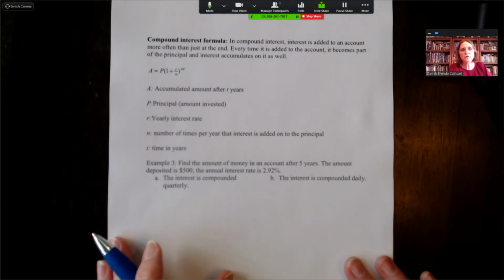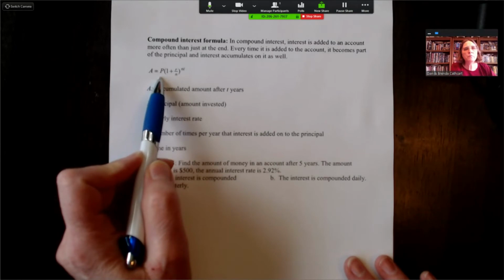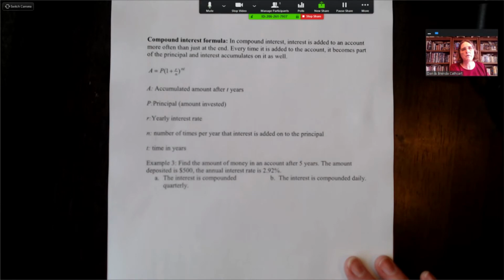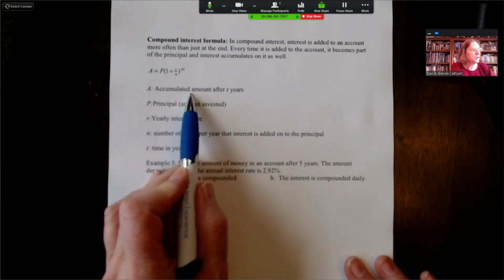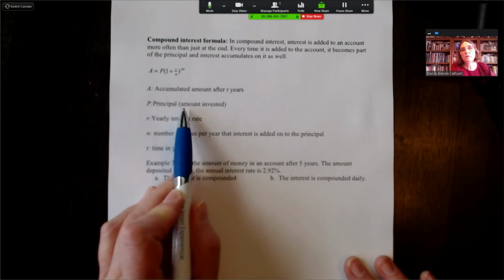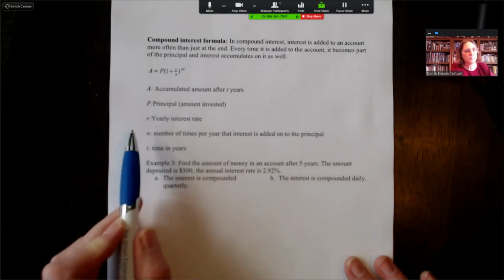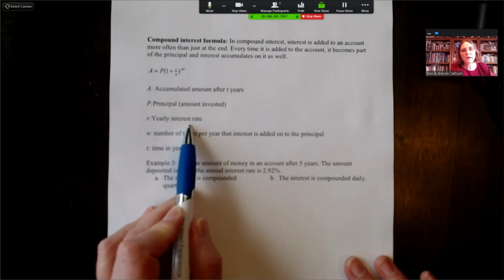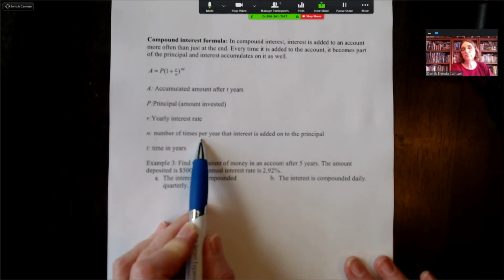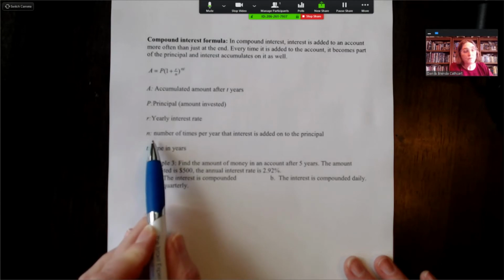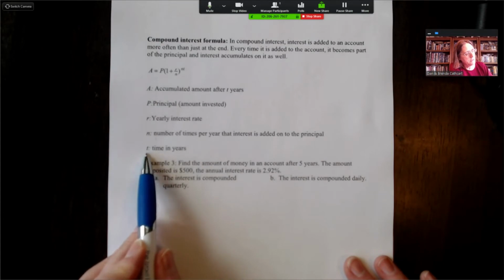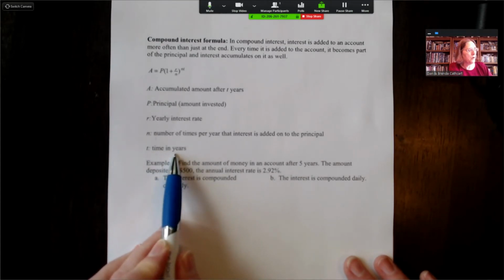Our formula for compound interest is A equals P times the quantity 1 plus R divided by N raised to the NT power. The A stands for the accumulated amount of money after T years. P is the principal or the amount invested or deposited. R is the yearly interest rate. N is the number of times per year that interest is added on to the principal. If it's done monthly, N would be 12 times a year. And T is our time in years for the growth period.